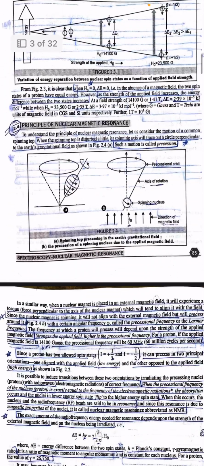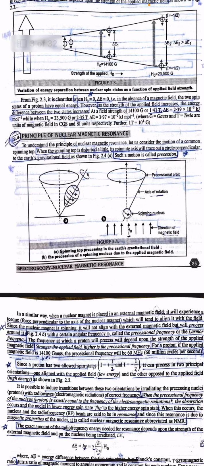Now let's discuss the principle of nuclear magnetic resonance, or NMR. To understand the principle of nuclear magnetic resonance, let's consider the motion of a common spinning top. When the spinning top is disturbed a little, its spinning axis will trace out a circle perpendicular to the Earth's gravitational field, as shown in the figure. Such a motion is known as precession.